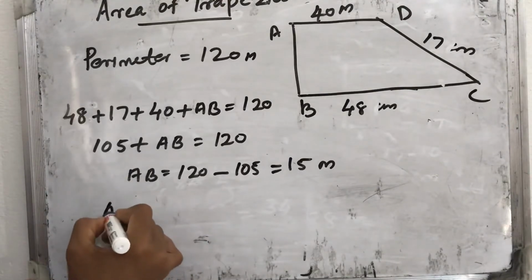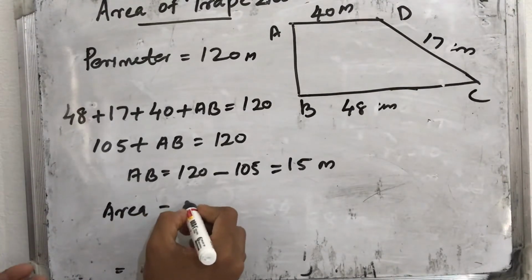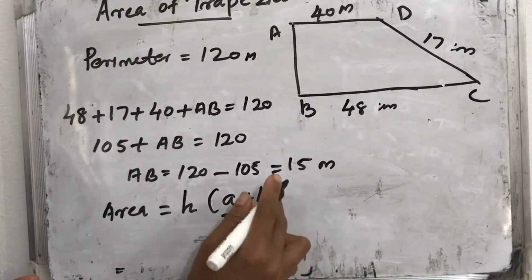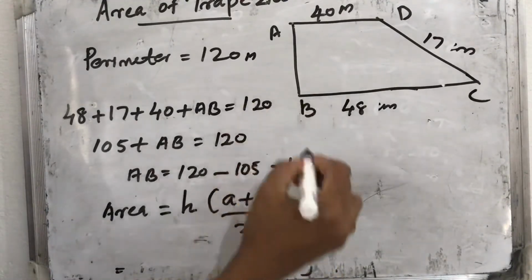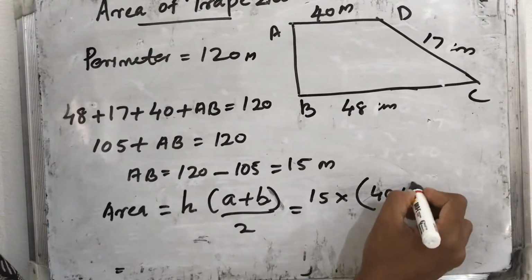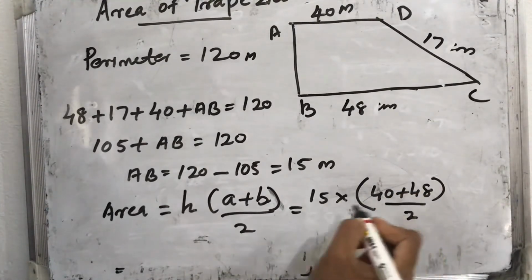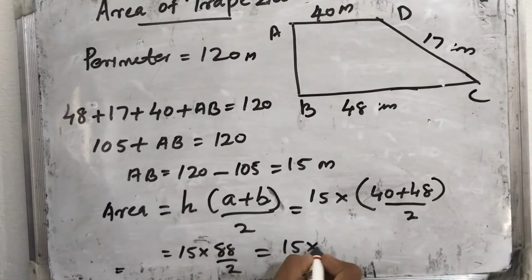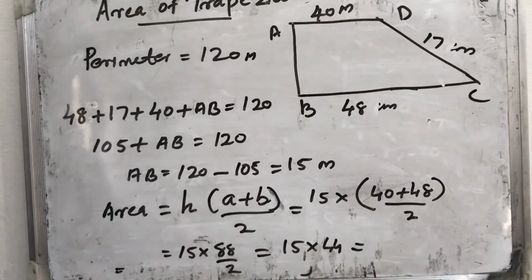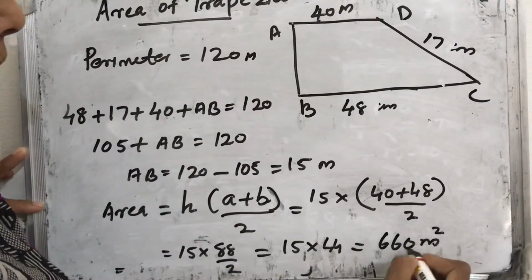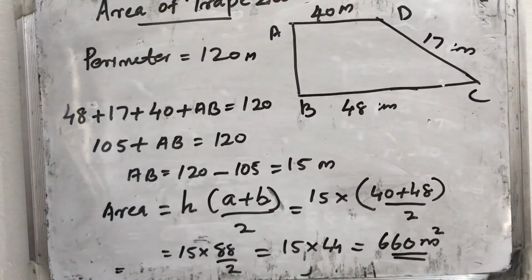So what is area? Therefore area of the trapezium equal, first write the general equation, h into (a plus b) by 2, and substitute the values. h is, we found here, 15, and a plus b, that is 40 plus 48, by 2. So that's equal to 15 into (40 plus 48, 88) by 2, that's equal to 15 into 44. By calculation we will get 660 meter square. Okay, 660 meter square.